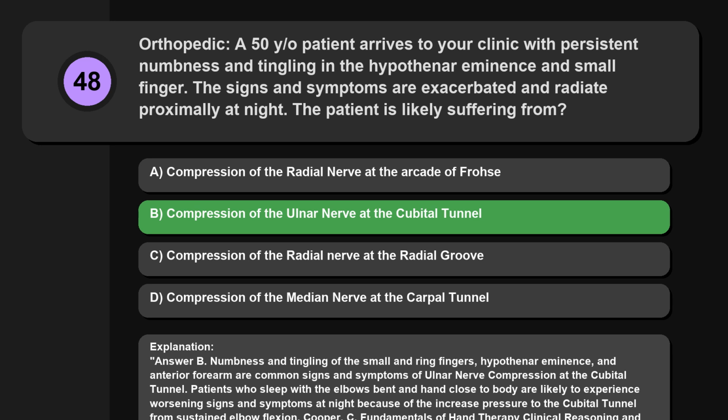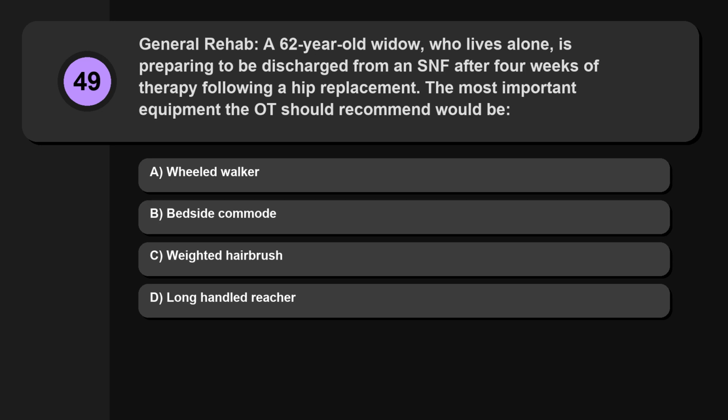Cooper, see Fundamentals of Hand Therapy: Clinical Reasoning and Treatment Guidelines for Common Diagnoses of the Upper Extremity, pages 232 to 236. Question 49. General Rehab.